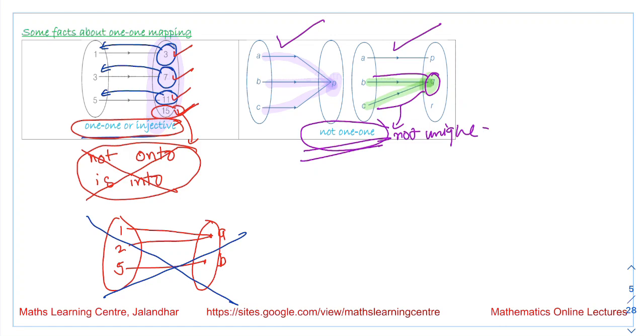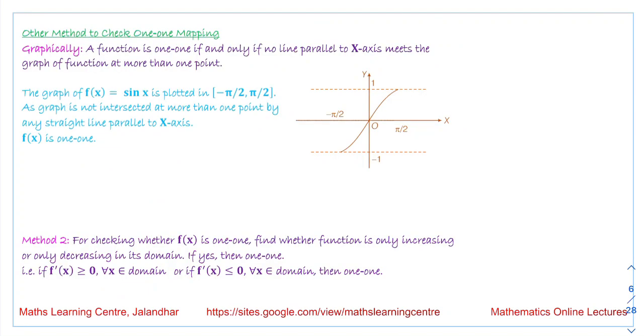Next, we have given two methods to check whether a given function is 1-1 function or not. The first method is the graphical method. A function is 1-1 if and only if no line parallel to x-axis meets the graph of the function at more than one point.